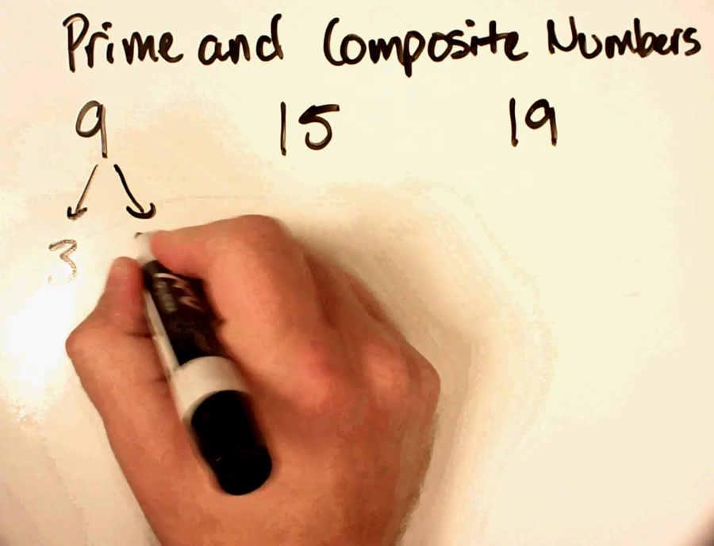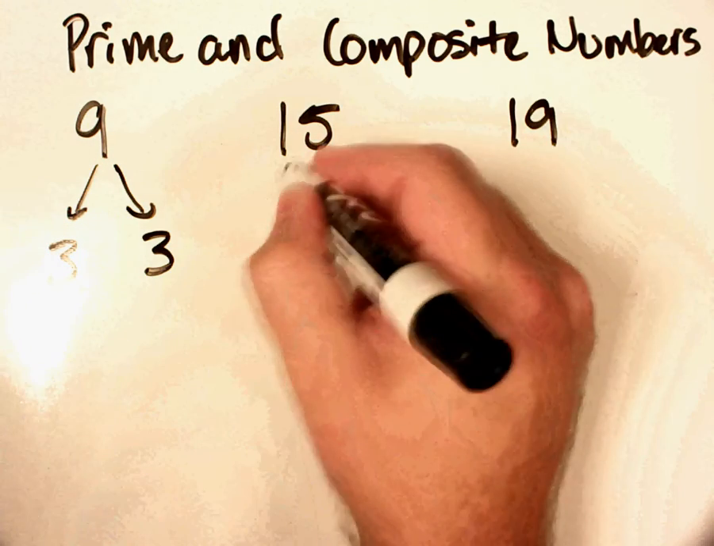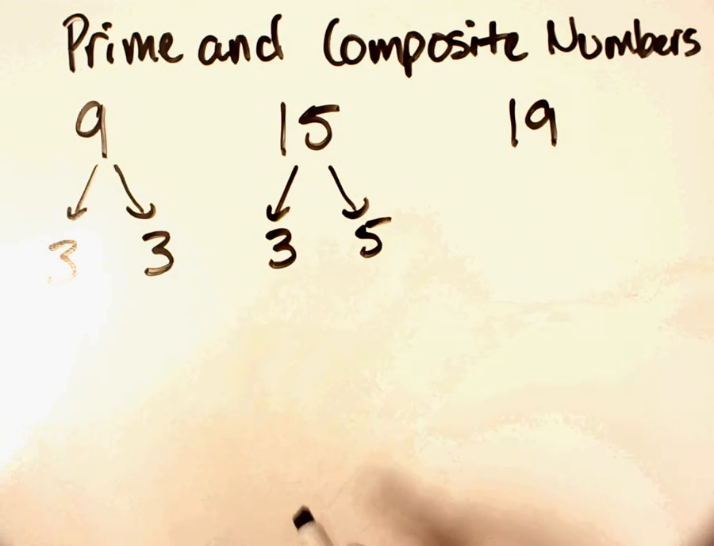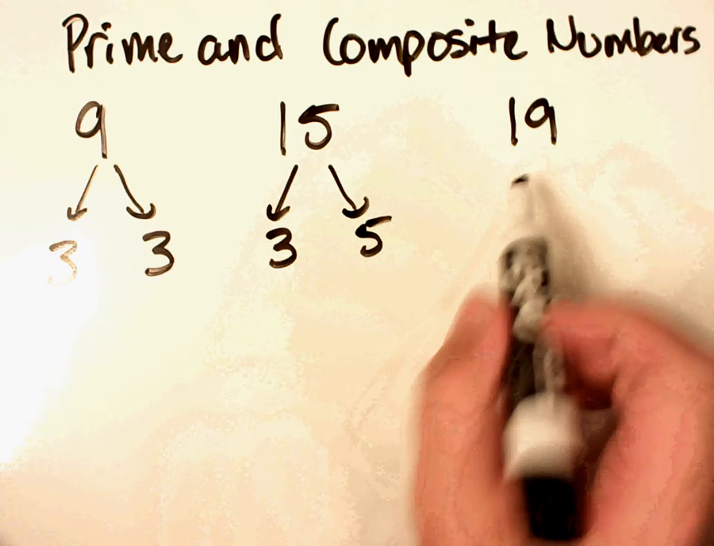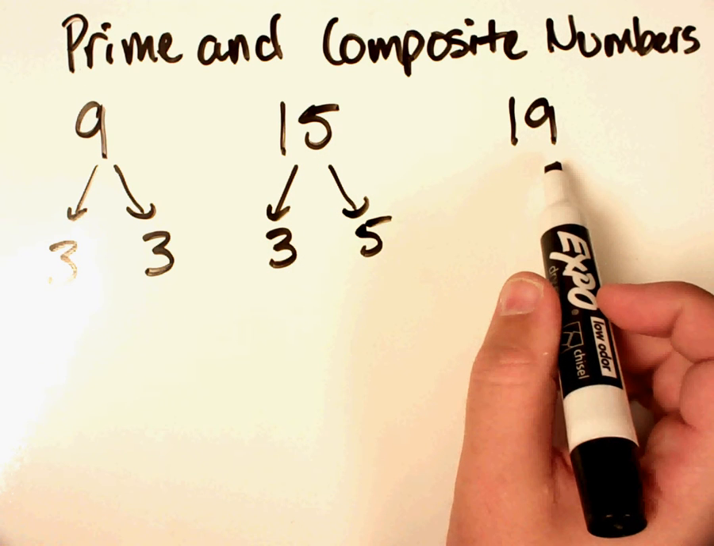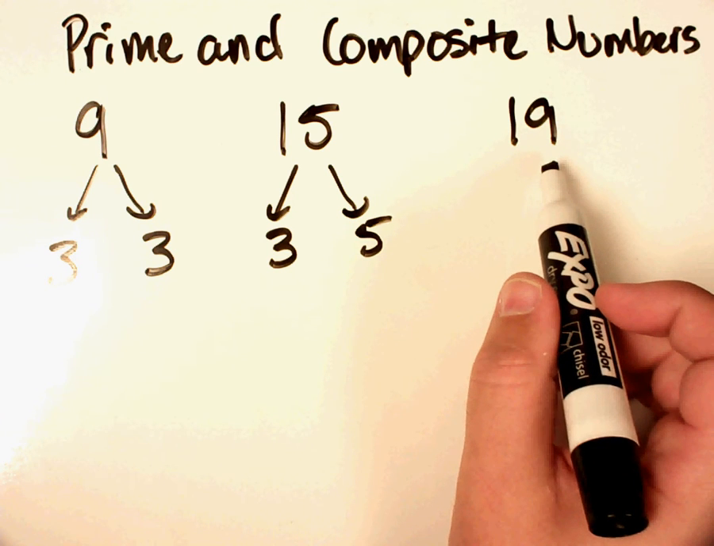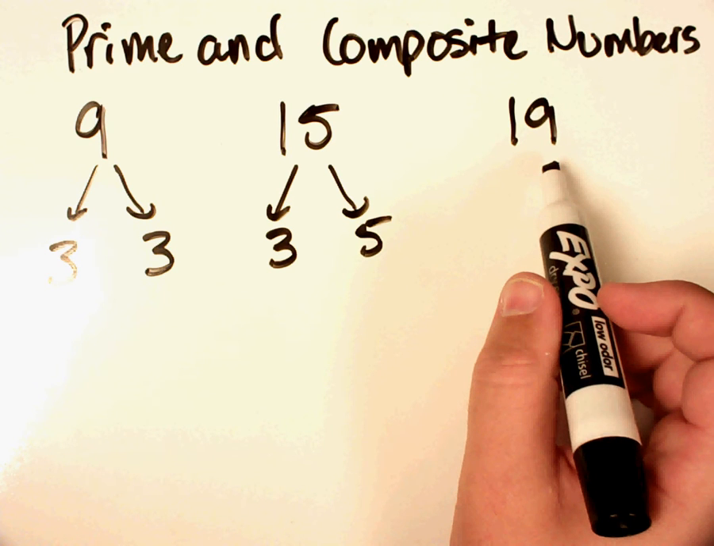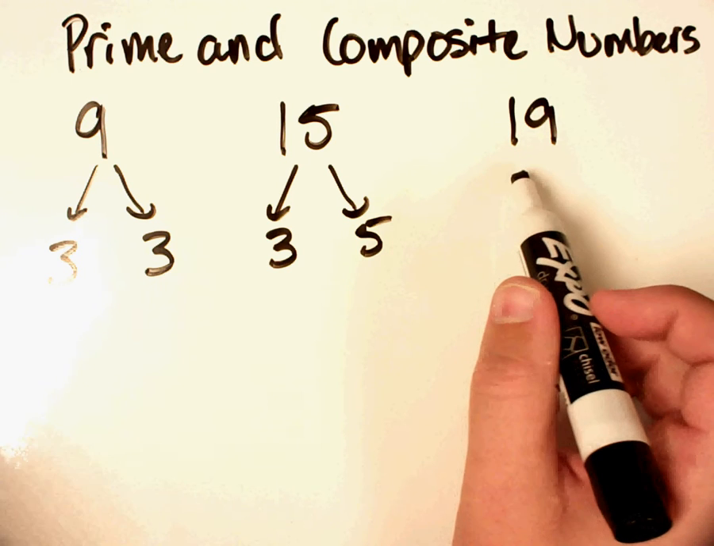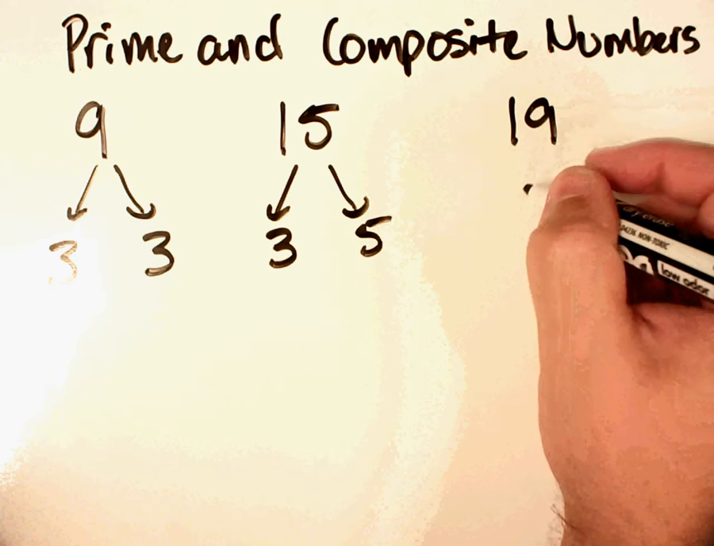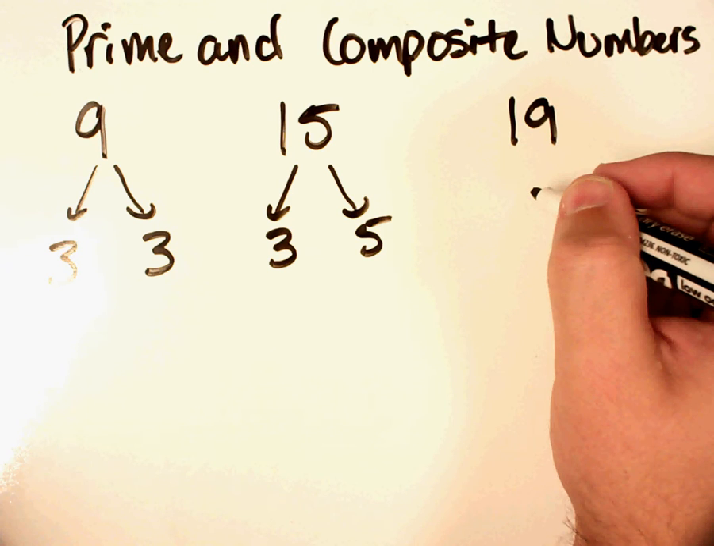I know I can multiply 3 times 3 to get 9. I can multiply 3 by 5 to get 15. Now 19, let's think about that for a second. 19, I can't divide it by 2 or 3 or 4 or 5. Is there a number I can divide 19 by? Well, I can divide it by itself, but that doesn't really factor it out.